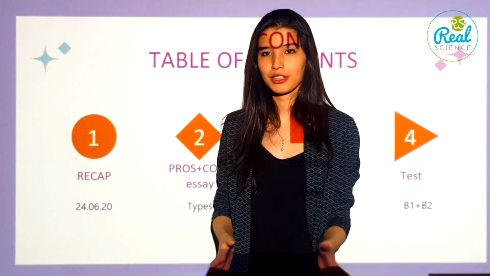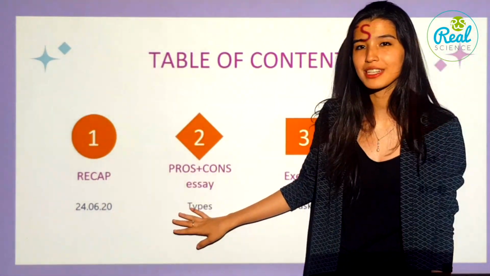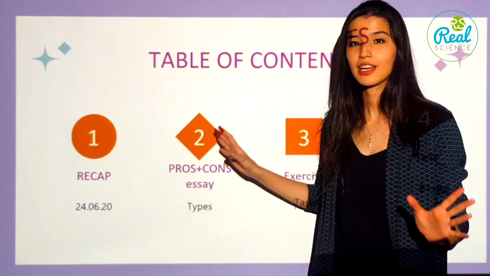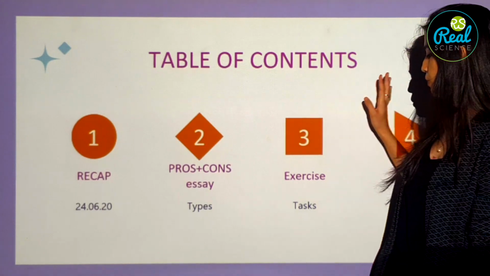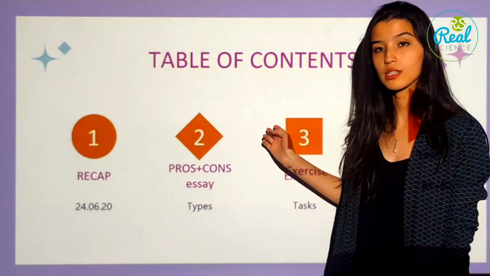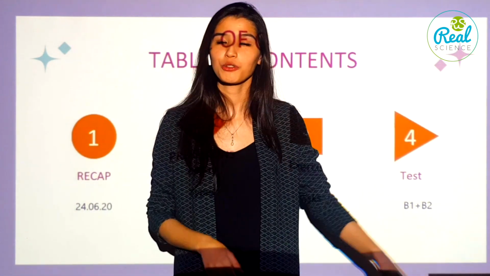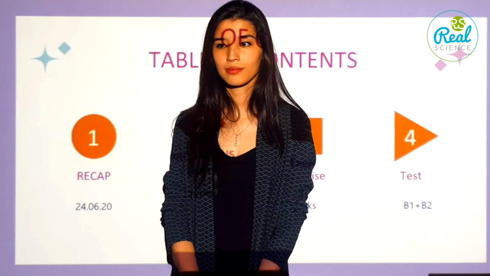So I will do a recap work, and then I will move to the main part, which will be about pros and cons essay, 3 types. All will be covered, analyzed, discussed, and example essays will be provided to you. After, we will exercise task 2 essays, and lastly, we have a test which will cover B1 and B2. Is that clear?